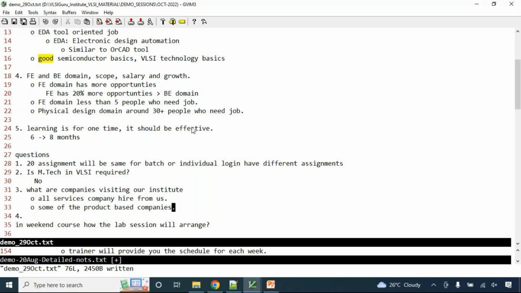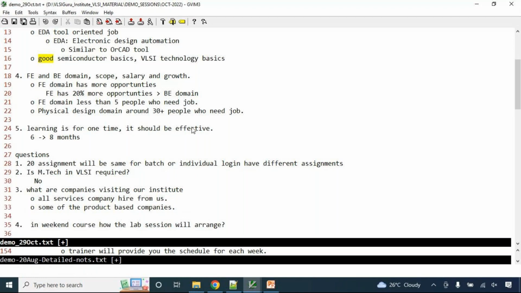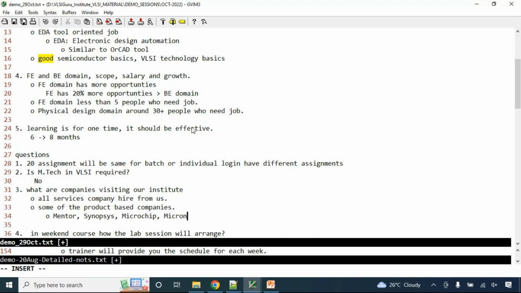I'll give you some simple examples also. One person is very curious about why videos are not posted; I'll answer his question also. When I say product companies, Mentor Graphics has hired from us, Synopsys has hired from us, and on a need basis when they have a requirement, Microchip, even Micron. Other than that, we had onsemi, and sometimes Cadence has come to us with requirements like that. There are another 5 to 6 companies who hire from us.